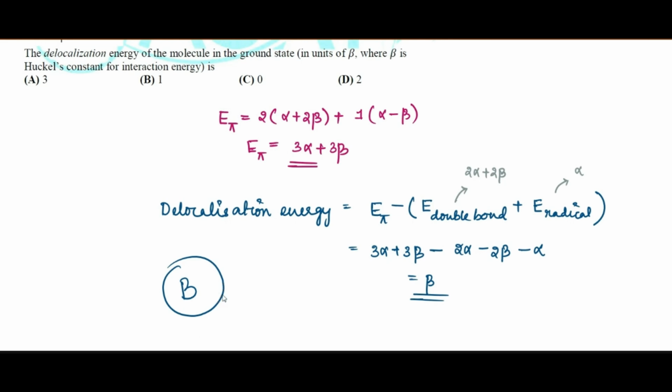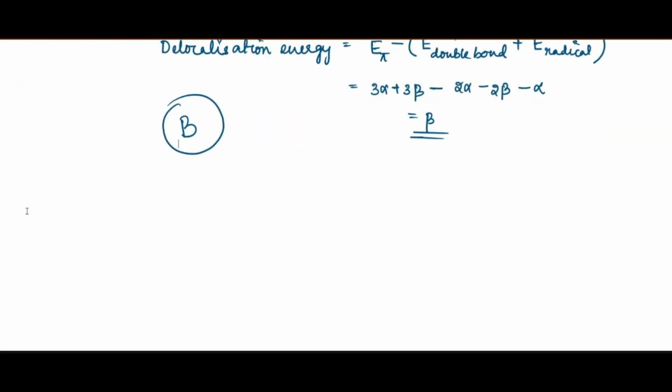Okay. So delocalization energy, pi energy calculations, Huckel molecular orbital theory: look at them and revise them. You might get questions. The next question.